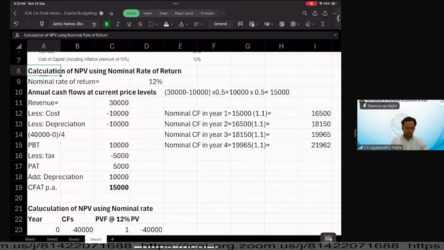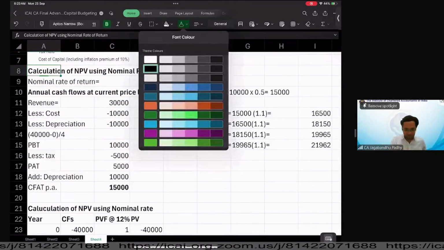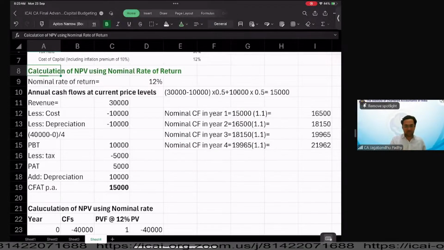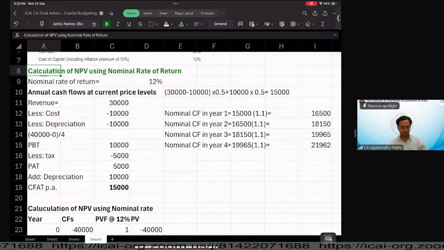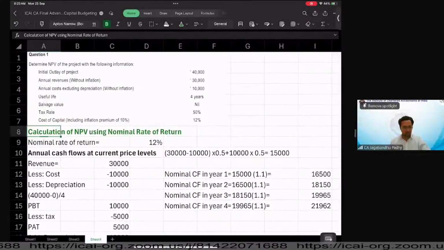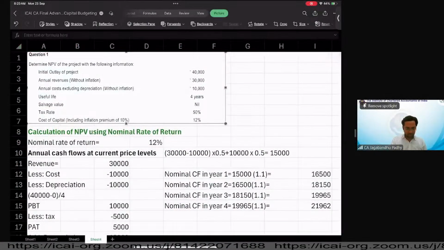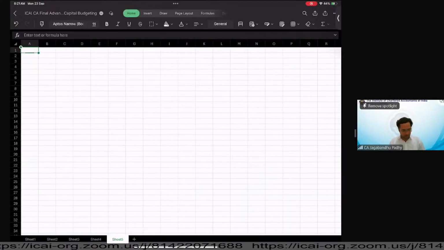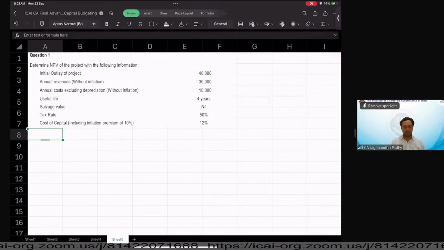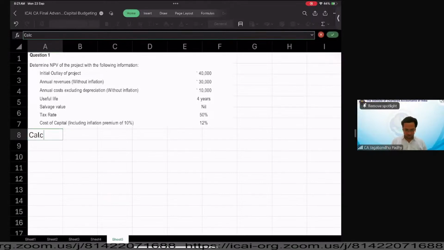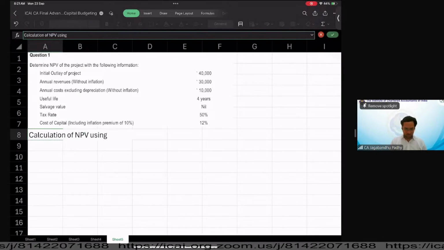Okay. Now we have to look at the next method, which is calculating the NPV using the real rate of return. So let me do that. Let's just get into that part. Same question, guys. We are going to calculate the NPV using the real rate of return.